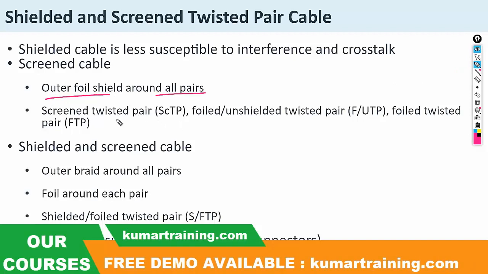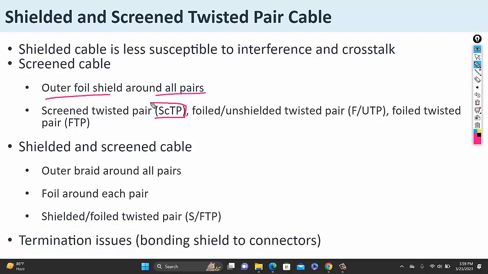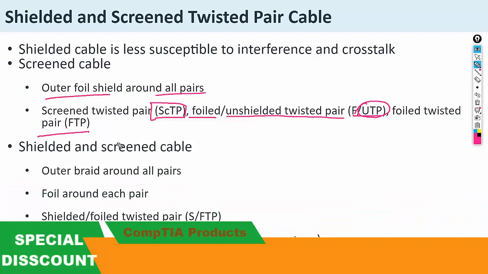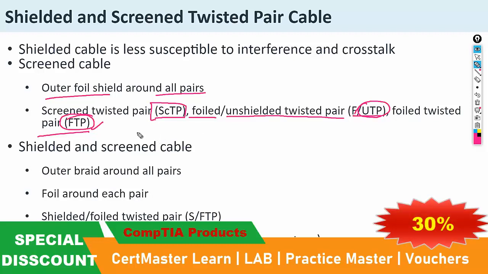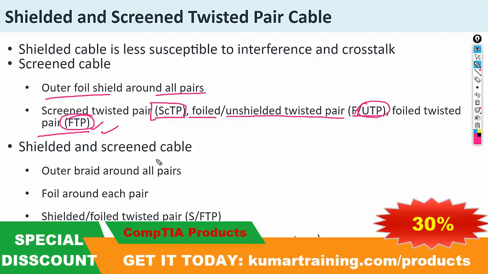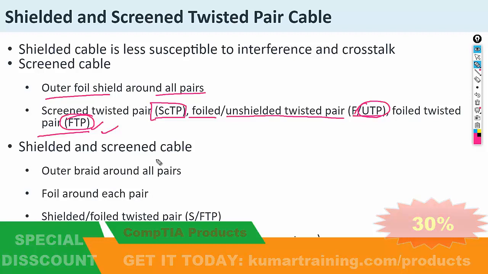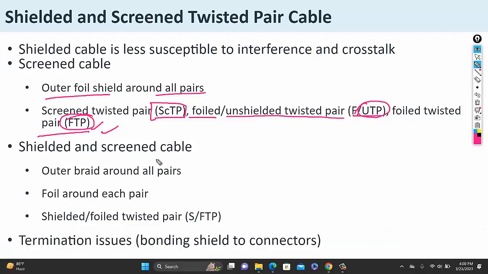In a shielded pair, the outer foil shield around all pairs is called screened twisted pair, SCTP. If foiled, it is called FTP, foiled twisted pair. If unshielded, it is called UTP. These are the cable names, so once you see the name, you can understand whether it is foiled or unshielded. Why do you need to know that? If you are going to make a connection and want to buy the cable, it is necessary to understand the types of cables.